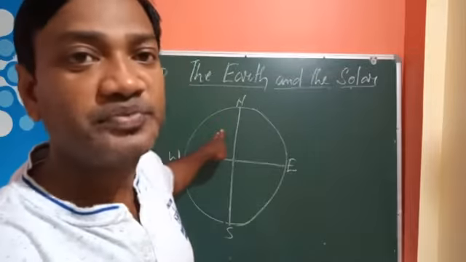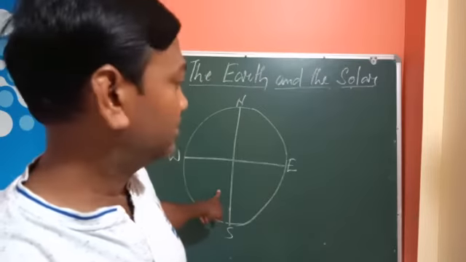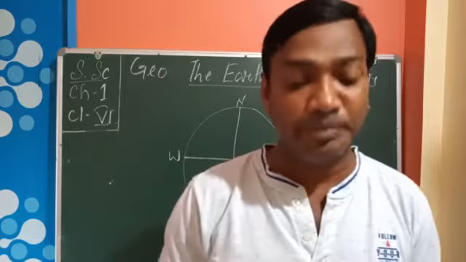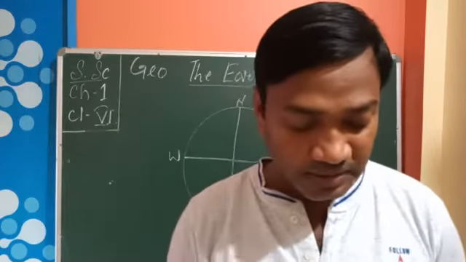From north, it is called northern hemisphere. This is southern hemisphere. Then eastern hemisphere, western hemisphere. So these four hemispheres also we get.